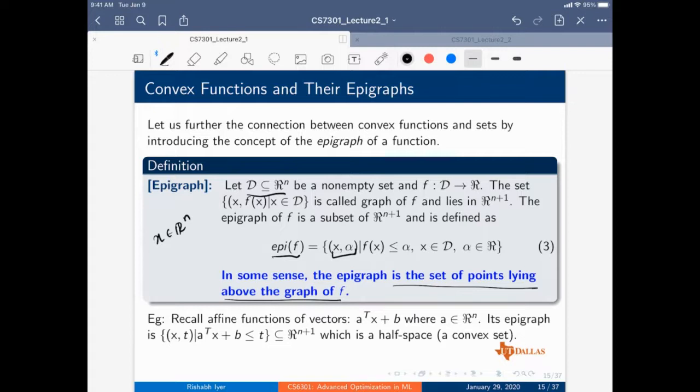So in some sense, the epigraph is a set of points that lie above the graph of f, right? So imagine that you have a convex function, say this kind of bowl-shaped function. This function is a one-dimensional function, because this is f of x and this is x, right? But now my epigraph is a two-dimensional set, and I'm taking this entire region over here. And this region is a convex set.